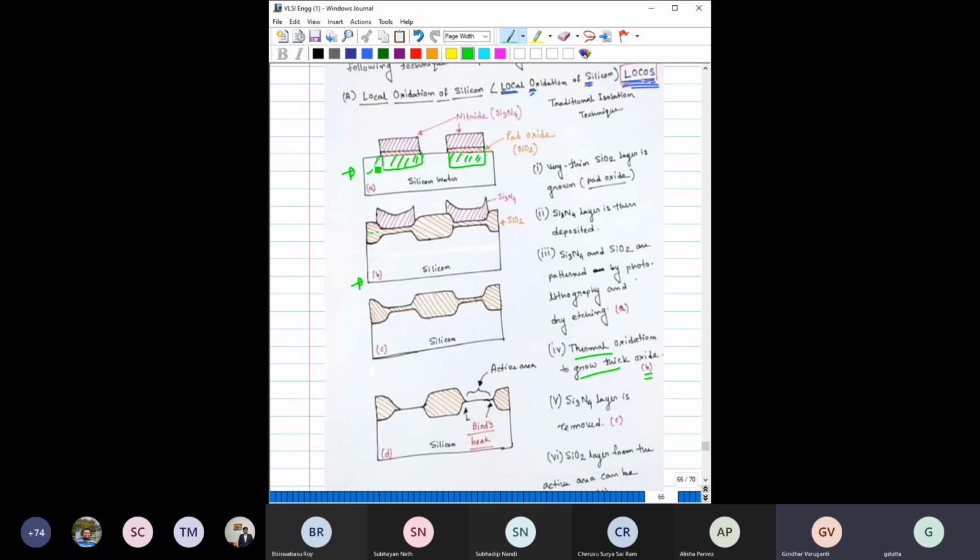Some part will go inside, and some silicon dioxide, as it grows with volume expansion, will come out. So the entire thing will be like that. It will penetrate inside as well as go somewhat out. And the entire structure would look something like this. So this region you have an oxide, this region you have an oxide, this region you have a thick oxide. These oxides are called the field oxide.